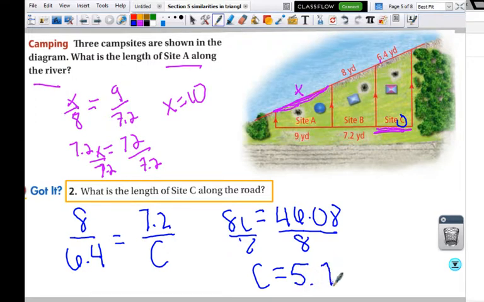Is this what's going on? Cross multiplied, and then divided by 8, and we get 5.76.